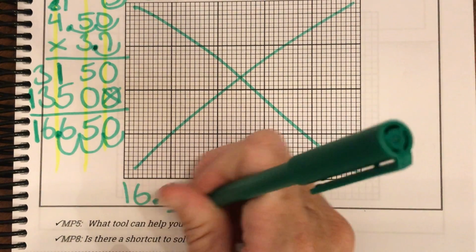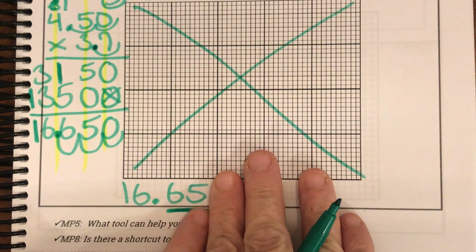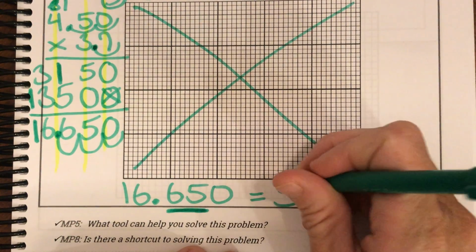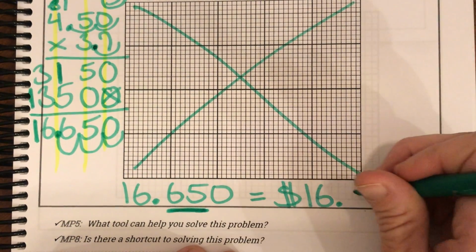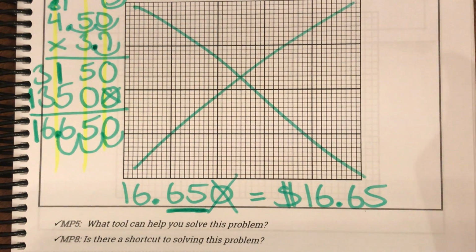And money only goes 2 place values after the decimal, because pennies go to the hundredth. So I would actually write this as $16.65. I wouldn't put that 0 on there.